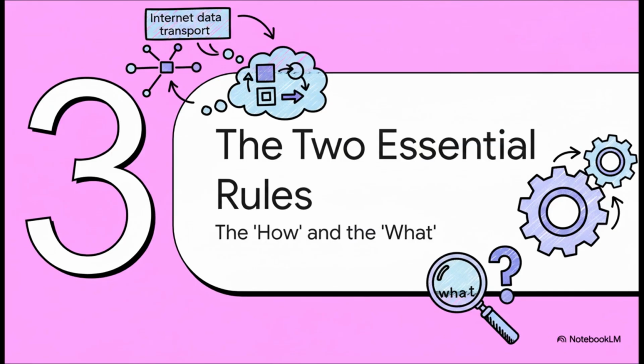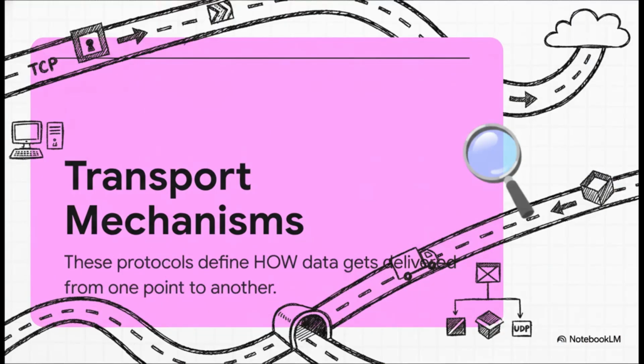So when you really boil it all down, this whole incredibly complex system is running on just two essential complementary rules. It's all about the how and the what. First up, you've got the transport mechanisms. This is your how. This is the highway system, your TCP and UDP. Their one and only job is to define how the data gets from your machine to its destination. It's the delivery service, pure and simple.